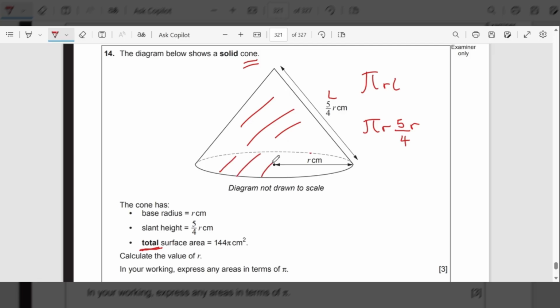We also, and I mentioned this in my last video, said that there's a circle at the bottom of here, which will be pi r squared. The total surface area is 144 pi. In other words, that area plus that area equals that. This is the kind of thing we're doing with cones and spheres.